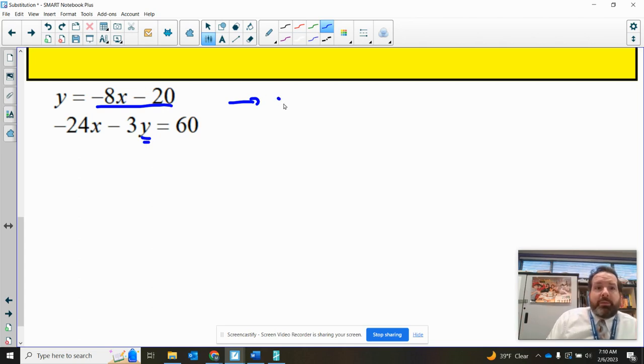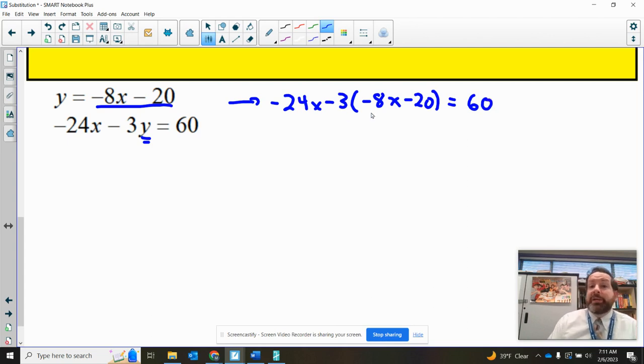So we're left with y from the top being substituted down below. So the bottom equation, negative 24x minus 3 times y, I'm going to replace that with the negative 8x minus 20, equals 60. Now we're going to try and solve for the x. Let's see what we've got. So negative 24x, first distribute the negative 3. So that's going to be plus 24x plus 60 equals 60.